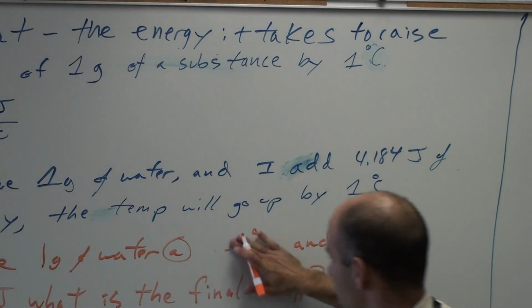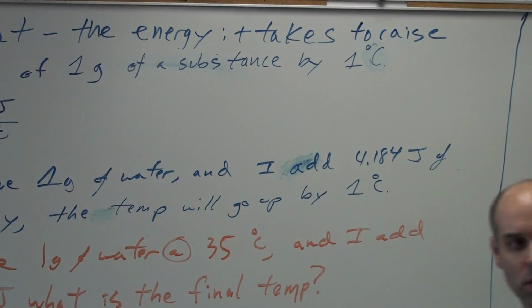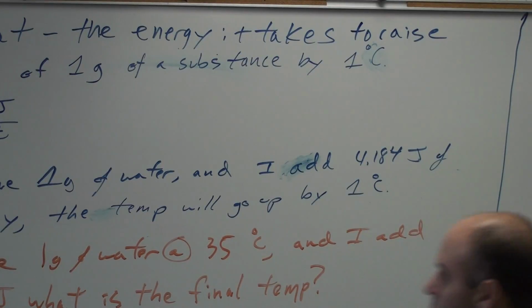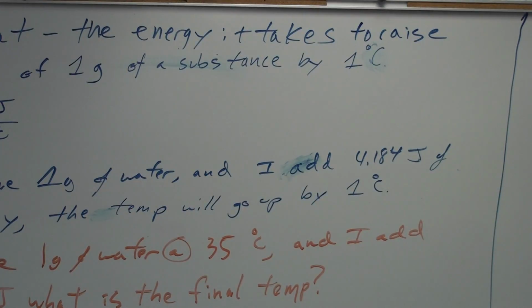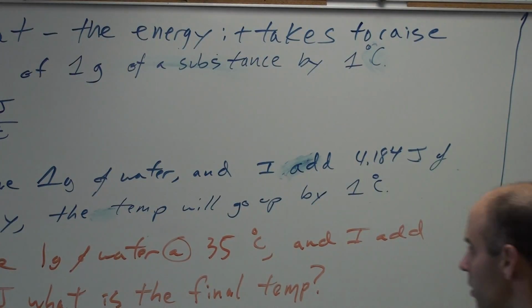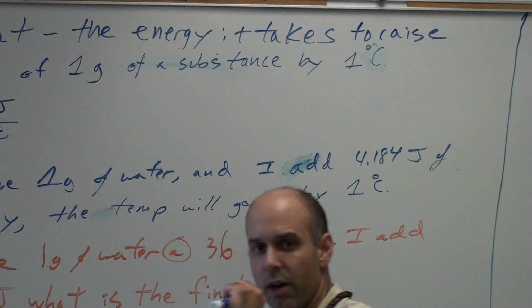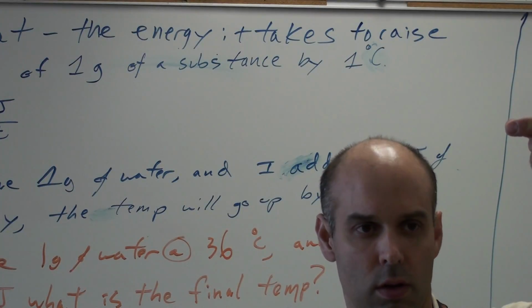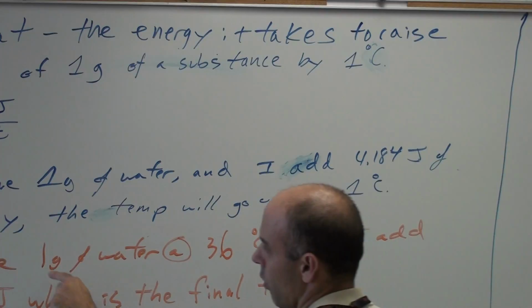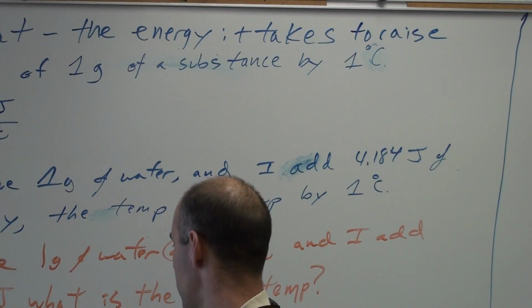Now, what if my initial temperature was 35 degrees Celsius? And I add 4.184 joules. What's the final temperature going to be there, Gruber? 36. So this number, the specific heat, is just the energy it takes to raise the temp by 1 degree. So what are the things that affect the temperature?